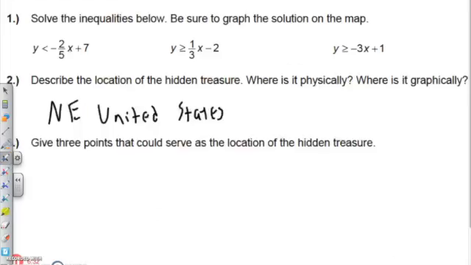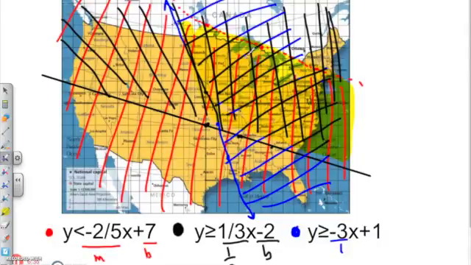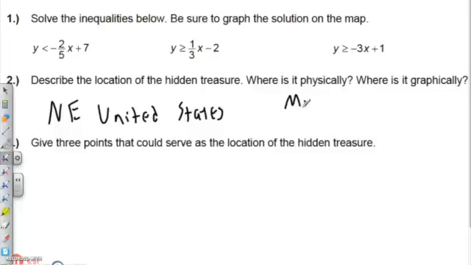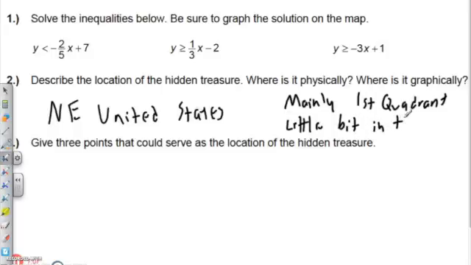As far as graphically, if we go back, graphically, sorry, went to the clean map, we are primarily in the first quadrant with a little bit in the fourth quadrant. So graphically, we are mainly going to say, we'll just go ahead and say it that way, mainly first quadrant, and a little bit in the fourth quadrant.